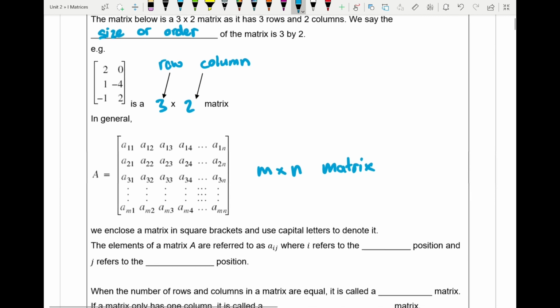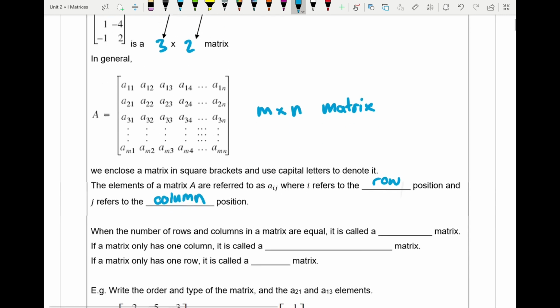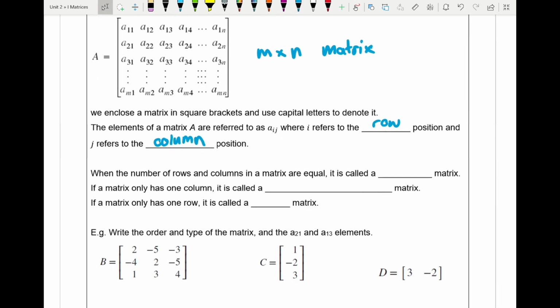So we enclose a matrix in square brackets and use capital letters to denote it. The elements of matrix A are referred to as A subscript ij, where i refers to the row position and j refers to the column position. Okay, when the numbers of rows and columns in a matrix are equal, it is called a square matrix, simply by the fact that a square has equal length and width.